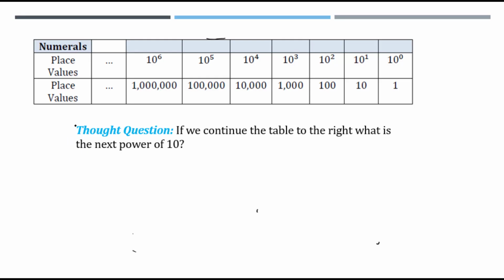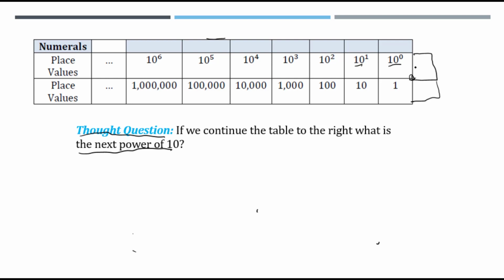So this is the thought question you have to answer for your homework, for your pictures. If we continue the table to the right, that means if we continue it this way, what is the next power of 10? So here's the powers of 10. What's the next power of 10? What goes here? Here's the decimal. Decimal's got to go here, right? So what's the first place to the right of the decimal in exponential notation? Well, look, it goes 4, 3, 2, 1, 0.